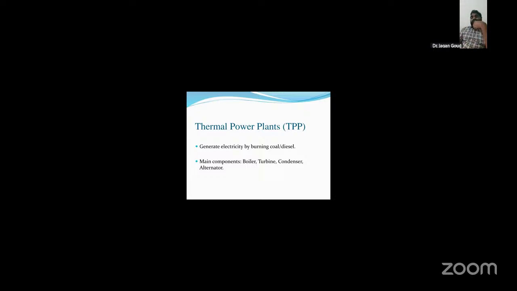Okay, advantages of thermal power plants are they can be located near load centers. Okay, continuous, reliable power supply.